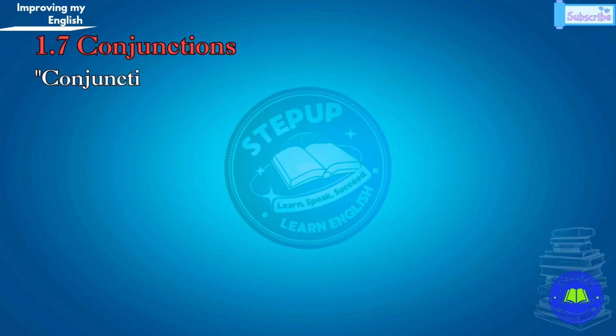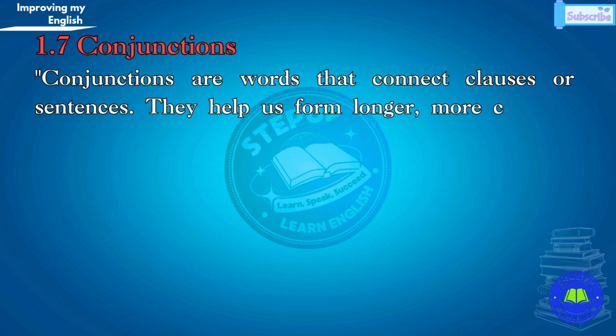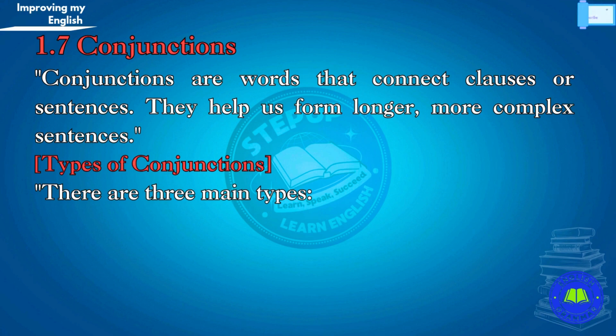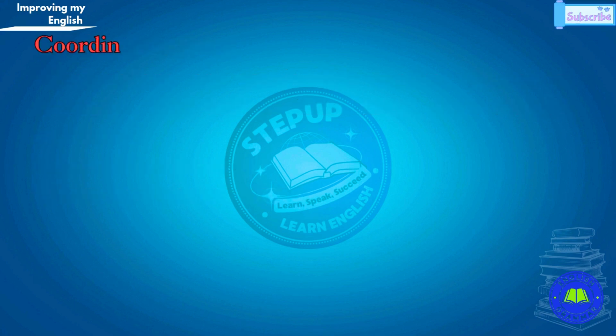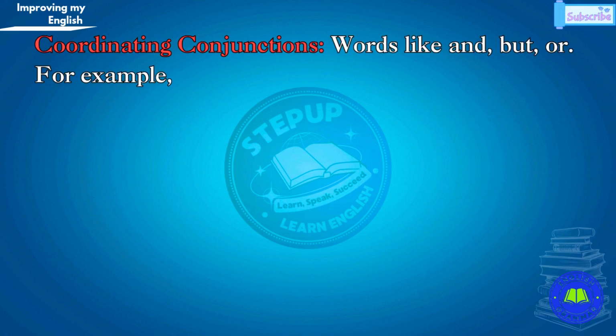1.7 Conjunctions. Conjunctions are words that connect clauses or sentences. They help us form longer, more complex sentences. Types of conjunctions. There are three main types. Coordinating conjunctions. Words like and, but, or. For example, I want to go out, but it's raining.